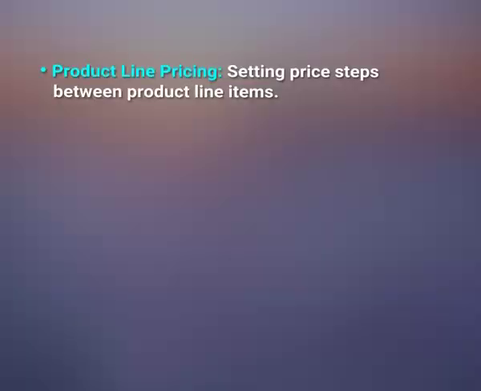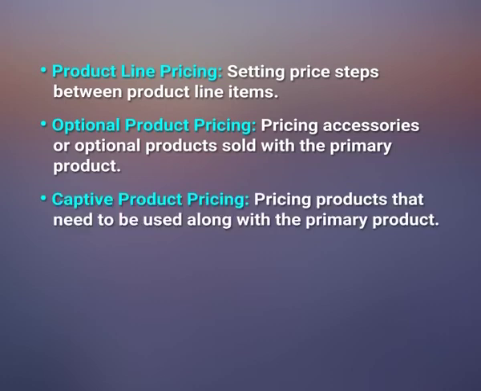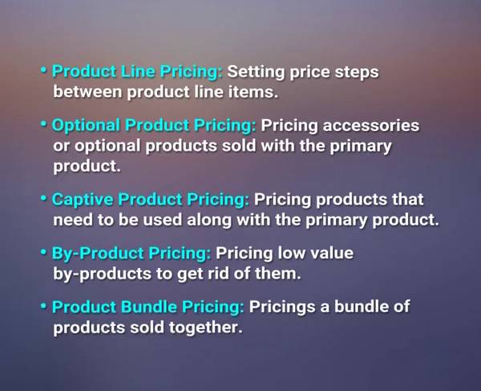There are 5 product mix pricing situations: product line pricing, setting price steps between product line items; optional product pricing, pricing accessories or optional products sold with the primary product; captive product pricing, pricing products that need to be used along with the primary product; byproduct pricing, pricing low value byproducts to get rid of them; product bundle pricing, pricing a bundle of products sold together.